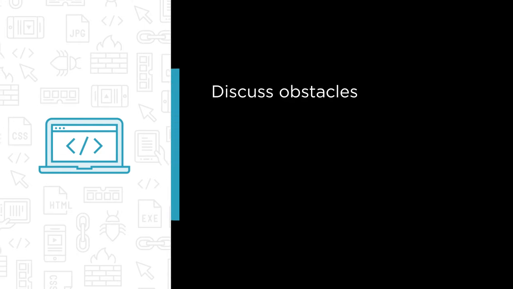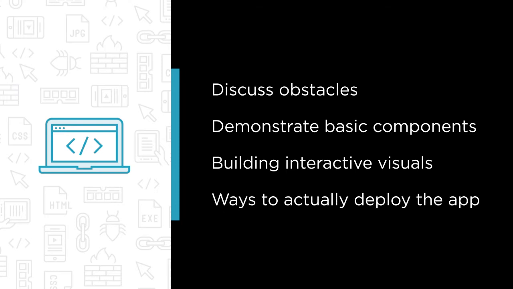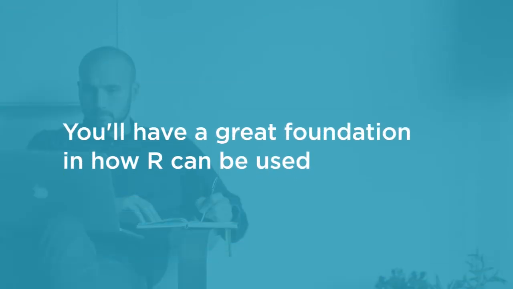In this course, we will discuss obstacles faced by organizations in the deployment of data science projects. We will demonstrate the basic components of a Shiny app. We will spend some time building interactive visuals in R Shiny, and we will walk through some of the ways to actually deploy the Shiny app into the organization. By the end of this course, you will have a great foundation in how R can be used to help deliver a data science project to the organization.